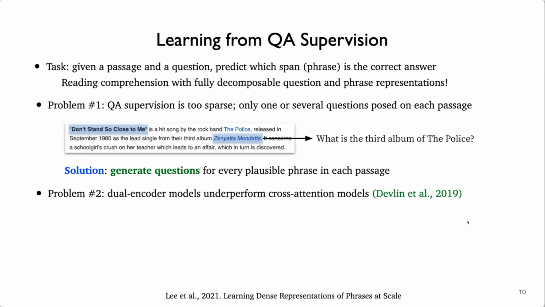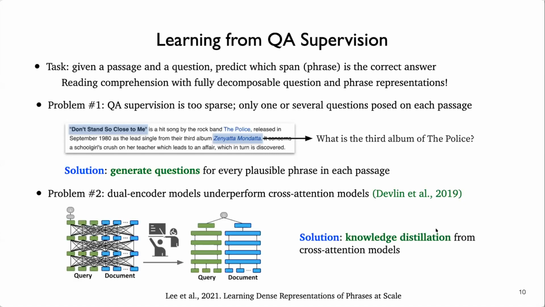The second challenge, which is also a known problem, is that this dual encoder model always underperforms the cross attention model, which is the standard reading comprehension model. To solve this, we propose to use knowledge distillation to learn from the cross attention models. By performing these two steps, question generation and knowledge distillation, we can greatly reduce the gap between this model and the standard cross attention reading comprehension model. That's the first component of the whole model, to learn this query-agnostic phrase representation.